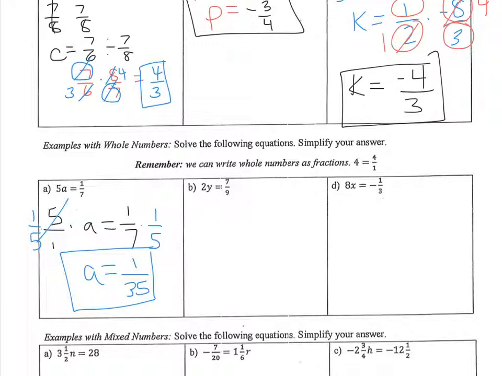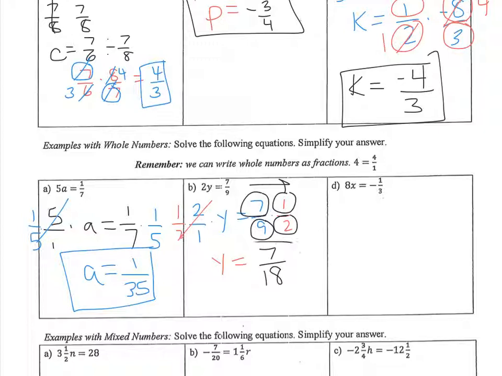B, this is going to be 2/1 times Y equals 7/9. So the reciprocal of 2/1 is 1/2. So these cancel out, so Y equals, now check common factors. Nothing I can divide with these two, nothing I can divide with these two, so I multiply straight across. The numerator is 7, the denominator is 18, there's nothing to reduce.